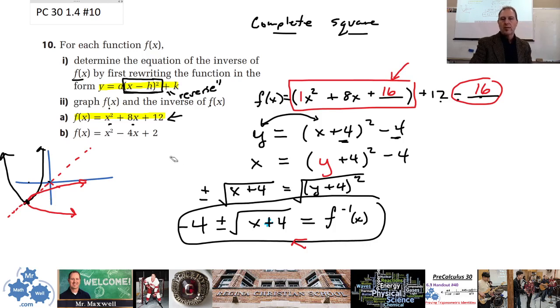Now you can try B, and this should give you a good start for doing B as well. It's virtually the same. Okay, remember, complete the square.